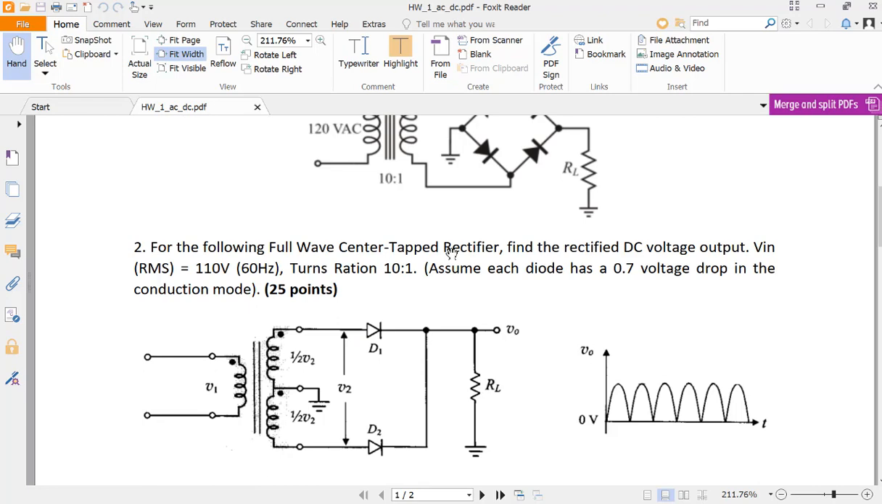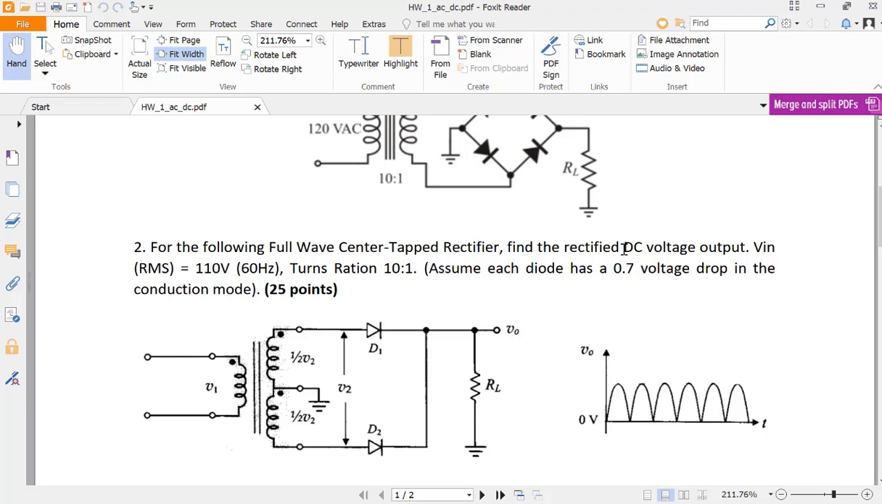For the second one, the following full wave center tapped rectifier, find the rectified DC output. What is that? VAV, right? So whenever you see, looking for the rectified DC voltage output, that means VAV. Just remember that.